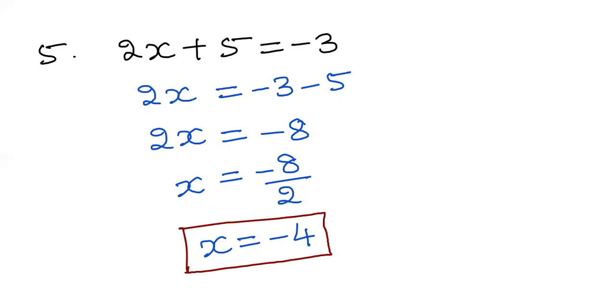Again, we can do checking. So let's see. 2 times minus 4 will give you minus 8. Minus 8 plus 5 gives you minus 3. And you can see that the right-hand side is also minus 3. So hence, this is the correct answer.